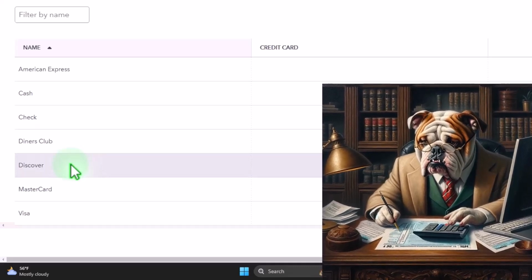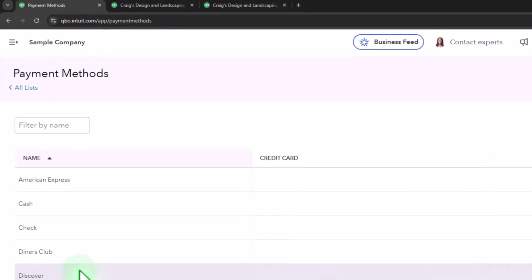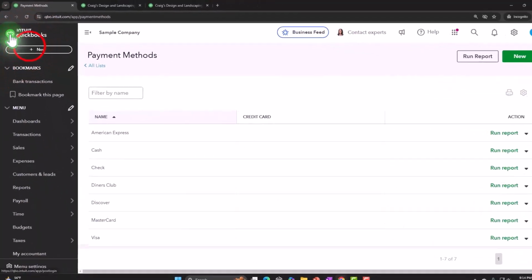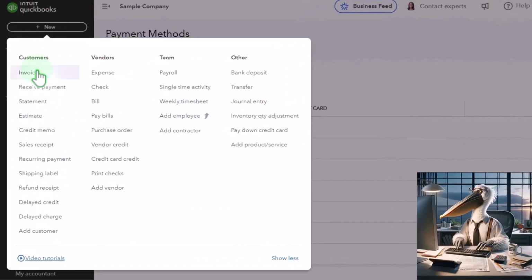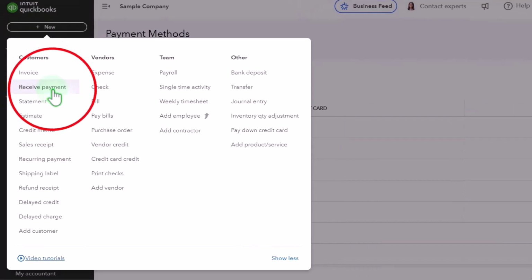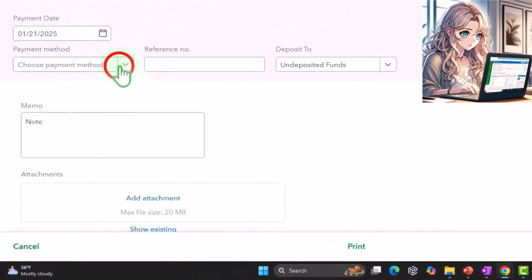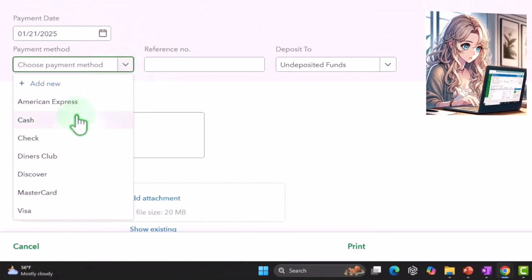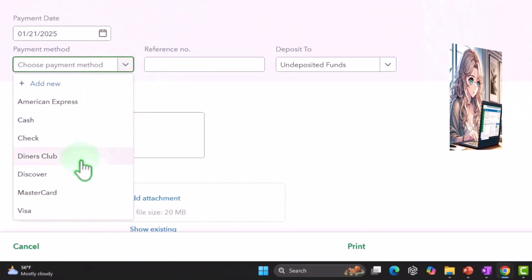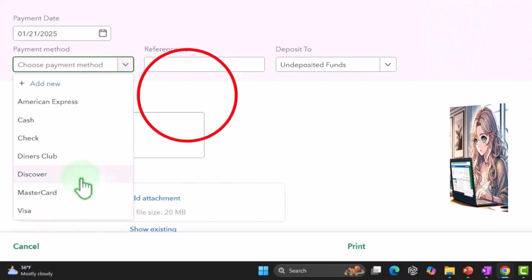Now this is basically an informational form, and it's having a list here. Oftentimes we might be adding to that list when we collect from a customer. So let me just show you that here. If I hit the plus button, we collect from a customer. If we invoice, we collect when we receive the payment, right? So if I go into the receive payment, we've got this payment method that they could pay us with cash, check, the Diners Club, and so on and so forth.